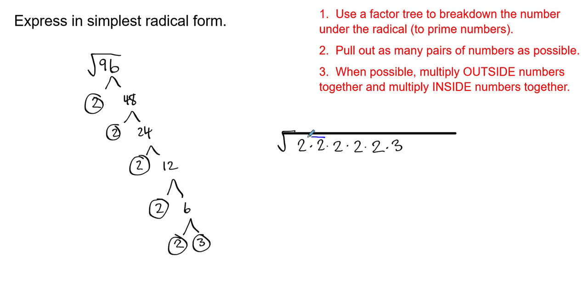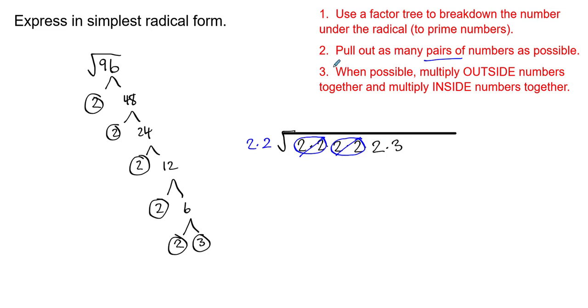Switching over to blue, I'm going to pull out pairs. Again, step number 2 is always to pull out pairs. So I've got a 2 on the outside. Don't forget to cross them off. I have another 2 on the outside. And I'd like to pull something out of here, but it's a 2 and a 3, and those are not pairs.